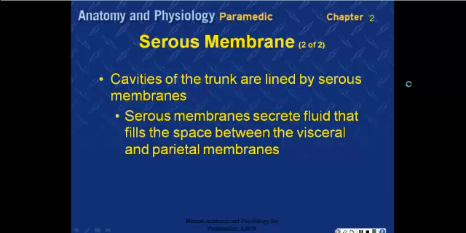So under normal circumstances, this is really a potential space, or a space where a void can exist, but under normal homeostatic conditions, it's relatively empty because the two membranes are pretty much up against each other. Serous membranes secrete fluid that fills the space between the visceral and the parietal membranes.